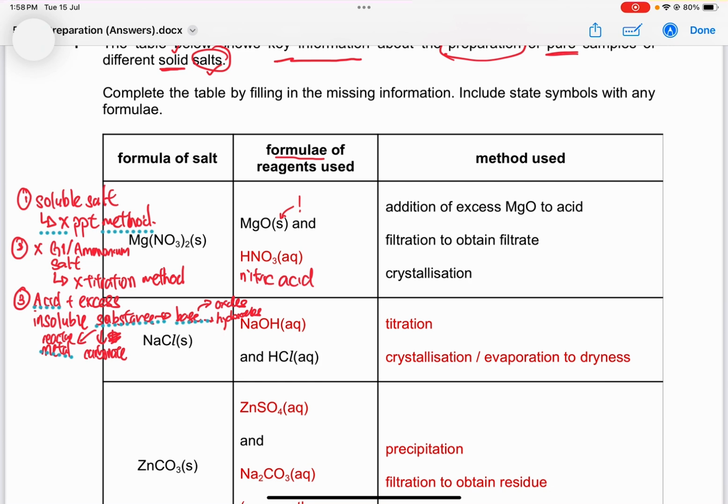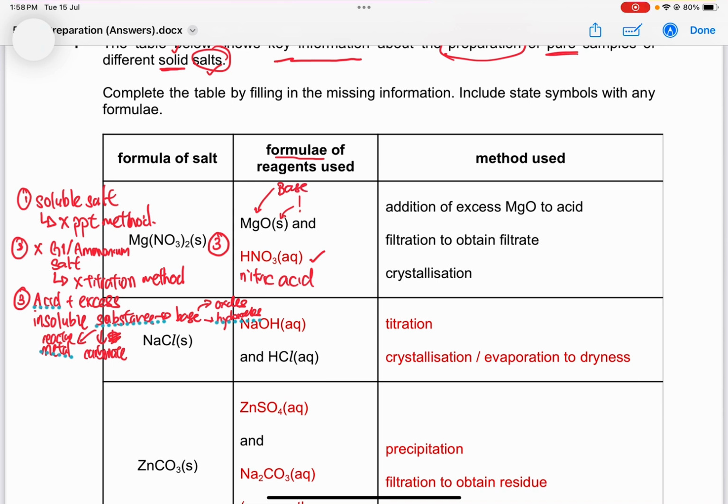Knowing which method of preparation helps you to know what reagents you should use. In this case, magnesium nitrate, I know that I should be using method 3. So acid is definitely what I need. Magnesium oxide is my base.